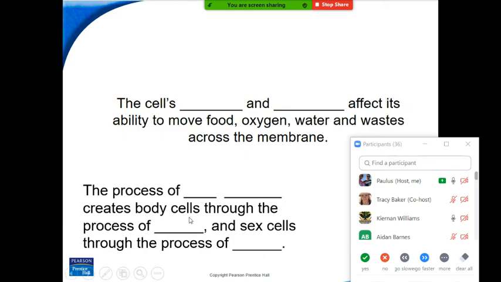Which one does body cells? I'm not sure how to pronounce the word. Mitosis, meiosis. Or a lot of people say meiosis to make it sound different than the other one. So cell division creates body cells, mitosis, sex cells, meiosis. Good. Thank you. Okay.